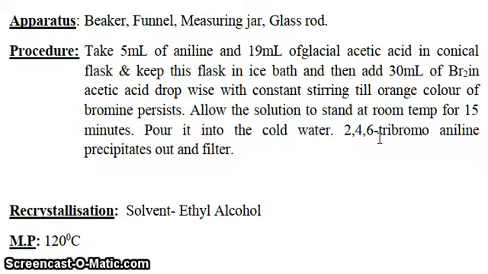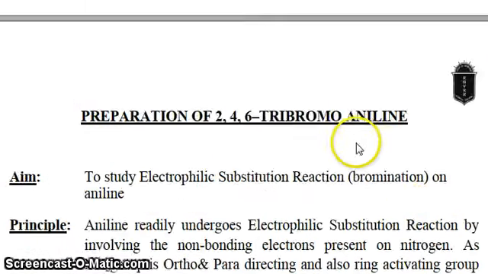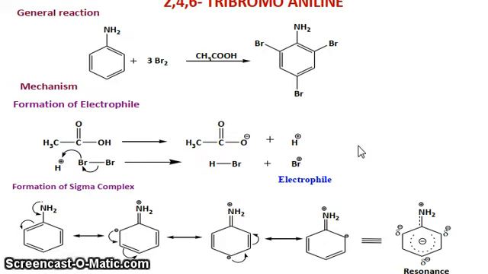Friends, most important for any organic reaction, you should learn the reactions and their mechanisms. So now I am going to show you the actual reactions. This is the general reaction. Aniline reacts with bromine, forming 2,4,6-tribromoaniline.